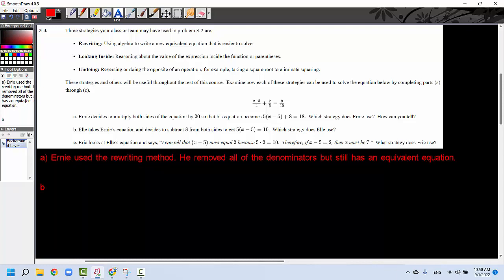And then B, it says L takes Ernie's equation and decides to subtract 8 from both sides to get that. What did she use? It looks like she undid. So L is using the undoing method. She removed the 8 from either side by doing its inverse operation.